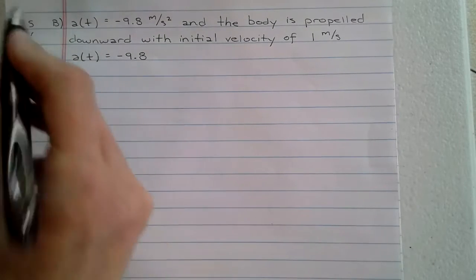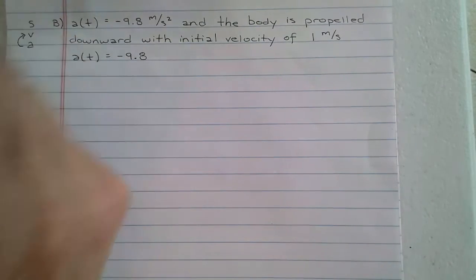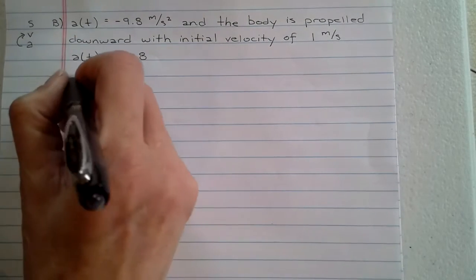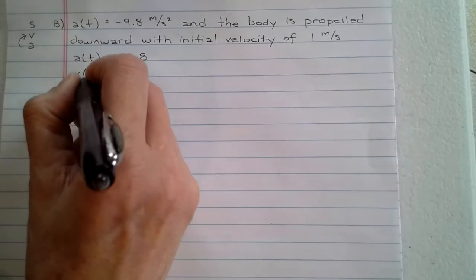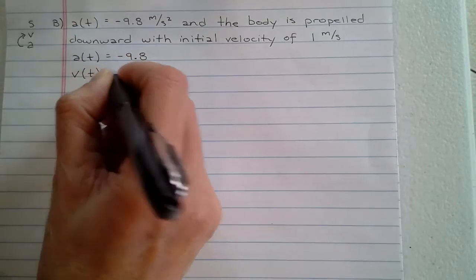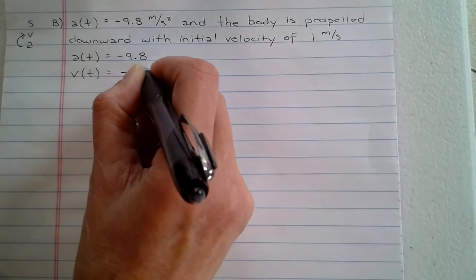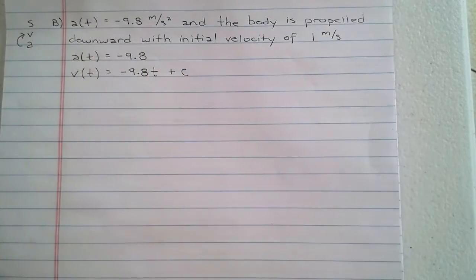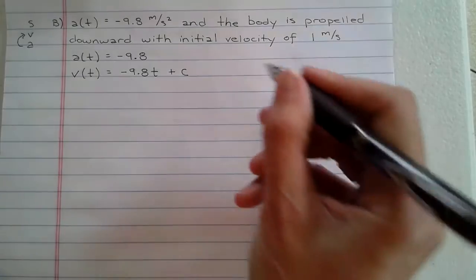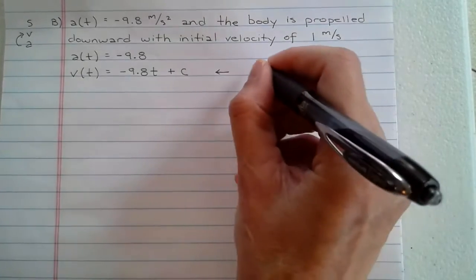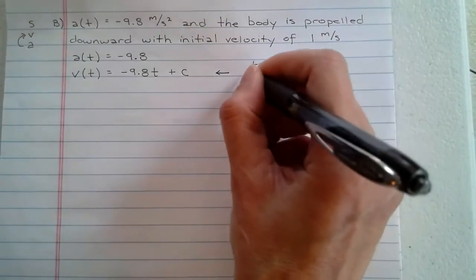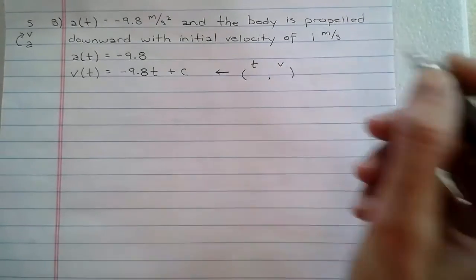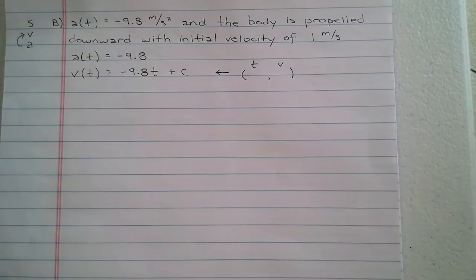So it means we're going to have to move back up, finding the antiderivatives. So go ahead and write down that antiderivative. Don't forget the plus c. And remember, the only way we can solve for that c is to find some kind of time and velocity point in the given information. And folks, it's always going to be there. You just got to look for it.